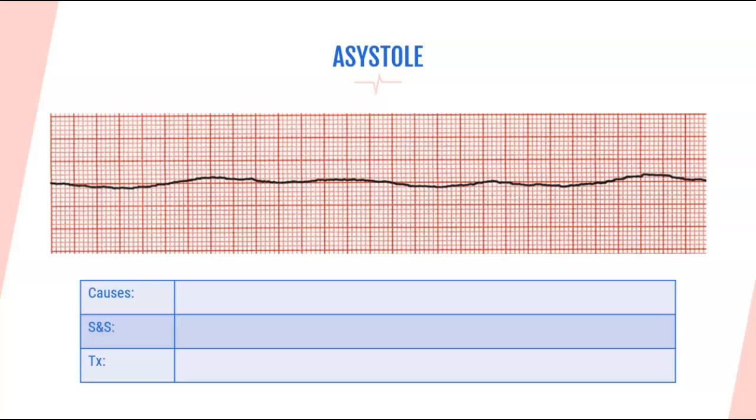Treatment is CPR and the ACLS protocol for asystole, which consists of epinephrine, atropine, and eventually intubation. And again, you cannot shock this patient because there is not any kind of electrical activity to shock.